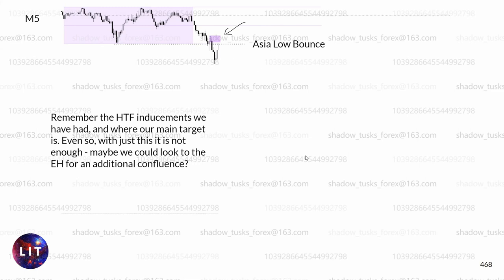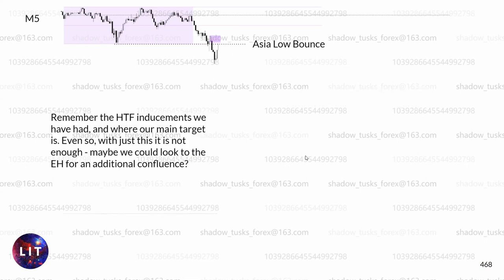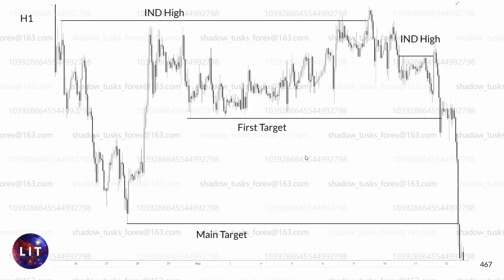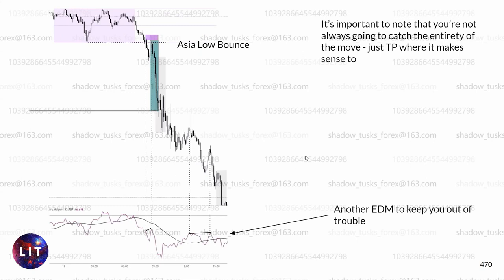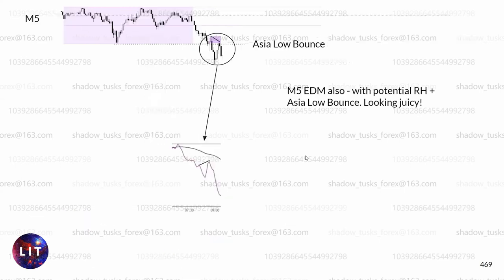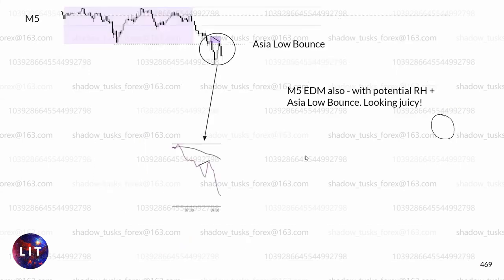What do we love that to combine with? EDM bounce with an M5 EDM, with a potential retail heaven that we know from looking at the higher time frame right here. So we could be expecting something like this. And then of course we get our Asia low bounce. Realistically, if you're intraday, then this is probably the target that makes the most sense. So this is the target that we'll show.